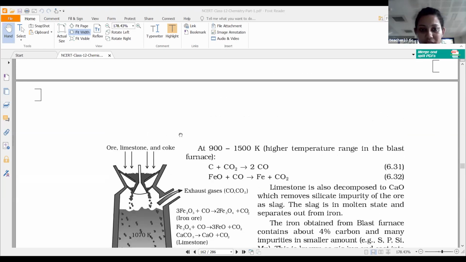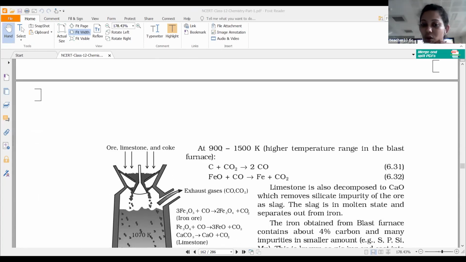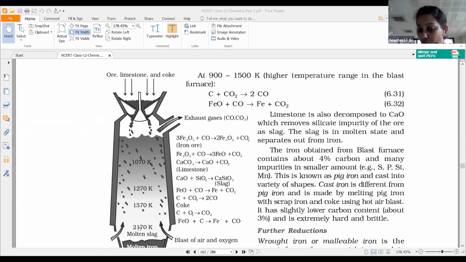Before that, I will explain this one. Okay, this is done. Then at a higher temperature, students, I have written only one temperature here, that is 900 to 1500, but you can go up to 2000 here. So what happens, students, at a higher temperature? Carbon monoxide was there, correct?